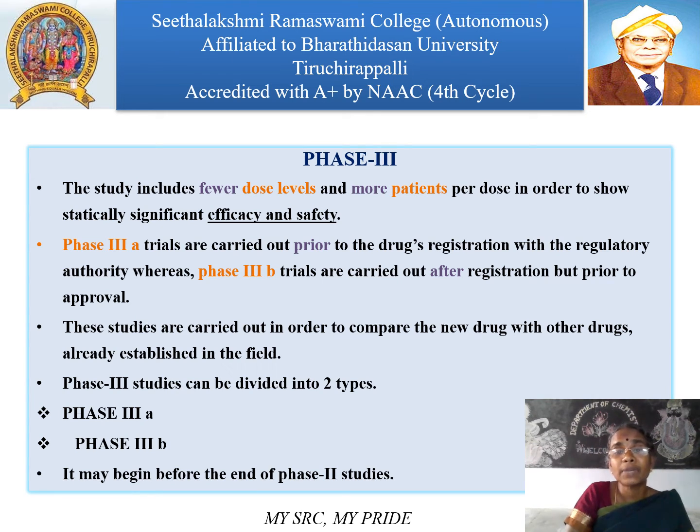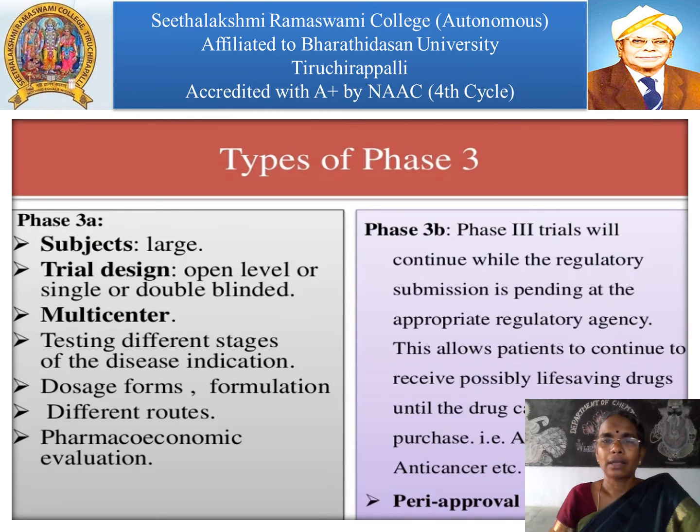Phase 3 studies can be divided into two types again. Phase 3A and Phase 3B may begin before the end of Phase 2. Phase 3A involves testing different stages of disease indication, dosage forms, formulation of the drug, and different routes of administration, for pharmacoeconomic evaluation. And in Phase 3B, the trials will continue while the regulatory submission is pending at the appropriate regulatory agency. This allows the patients to continue the same drug.